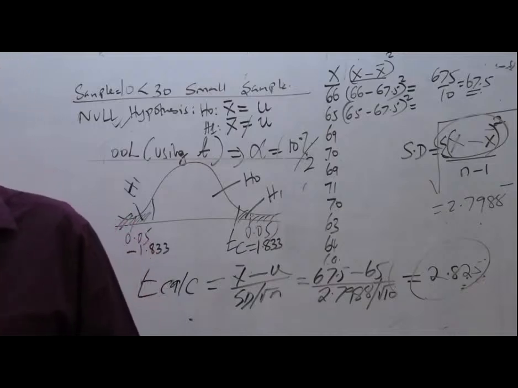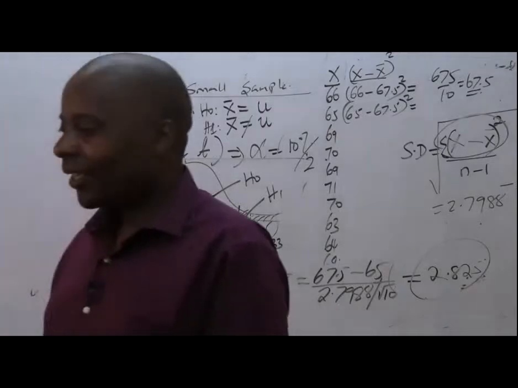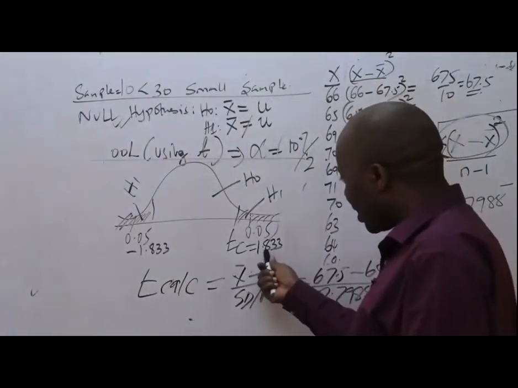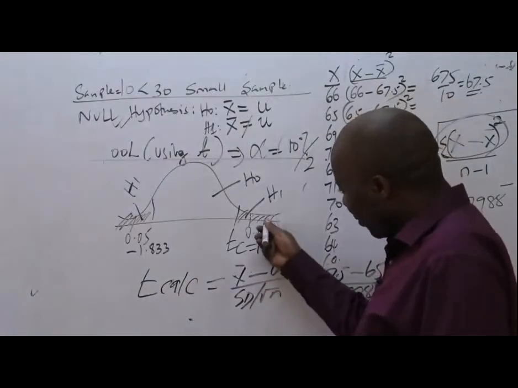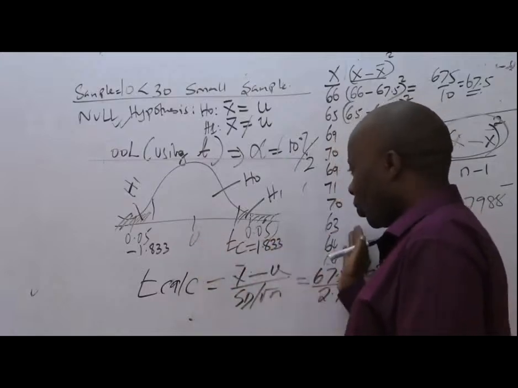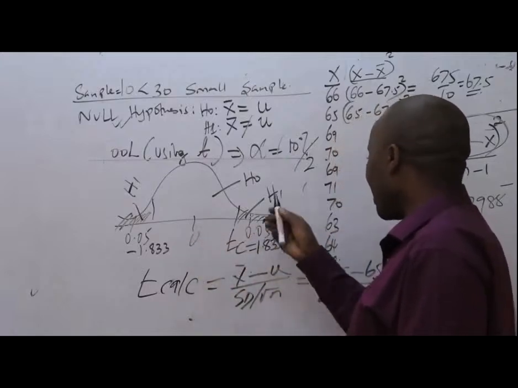Most of them are saying unshaded, unshaded. Remember, you're not supposed to guess. 2.8 is more than this. 2.8 will be somewhere here because you know you begin from 0. So 0, 1, we go to 2. So 2.8 is somewhere here.